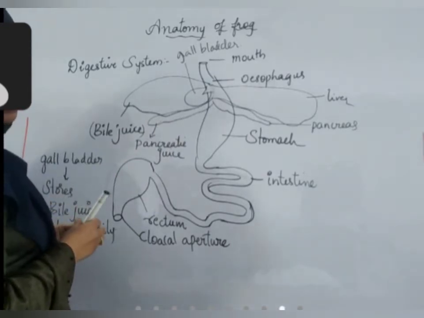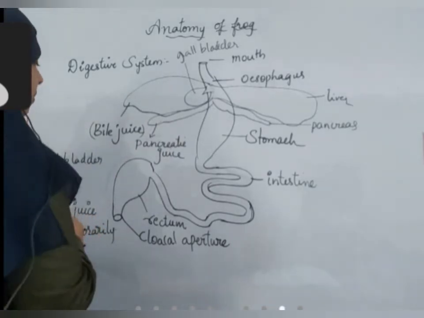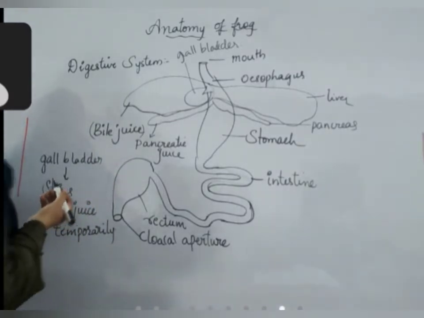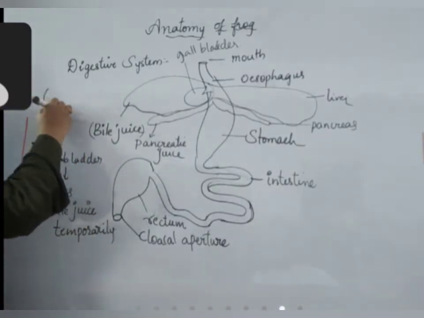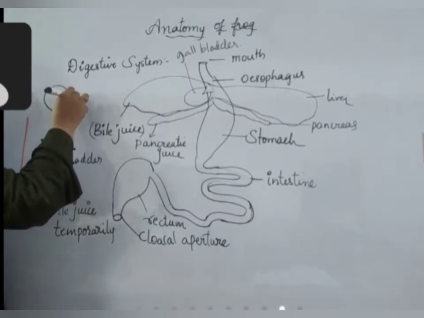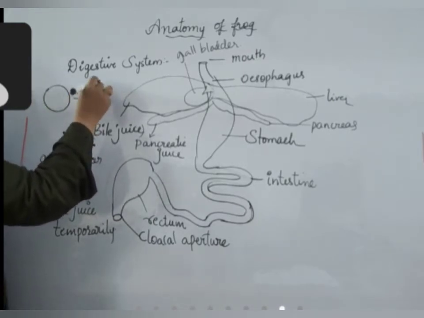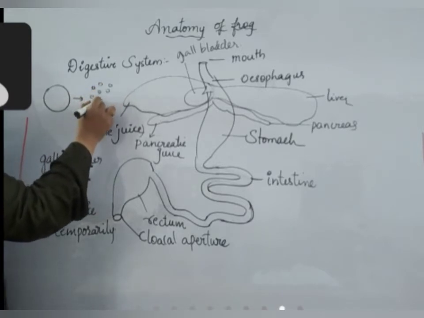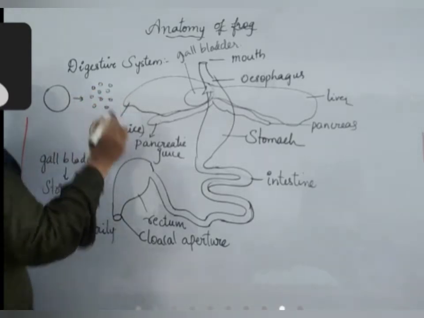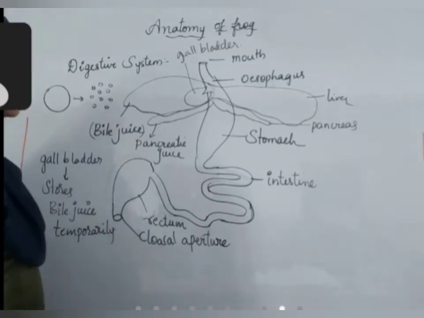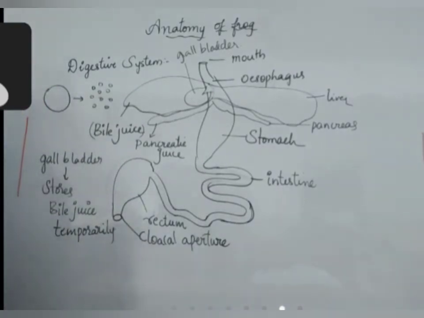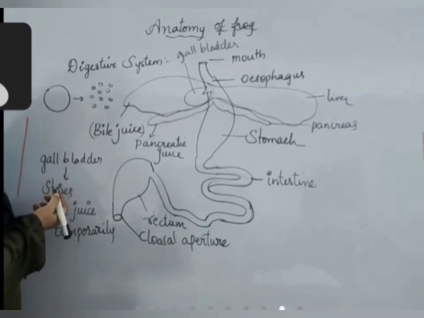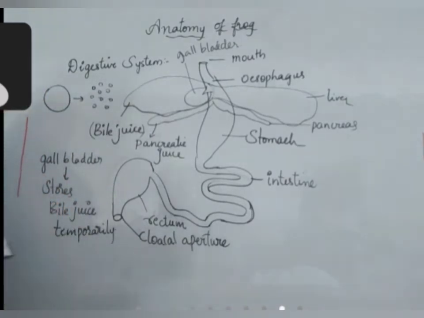What is the difference between these two juices? Bile juice helps in emulsification of fats. Emulsification of fats means if this is one fat molecule, it will be broken down into small molecules so that it is digested easily. This process is called emulsification of fats. I'm rubbing this board now.